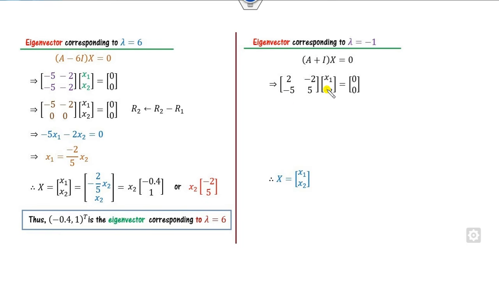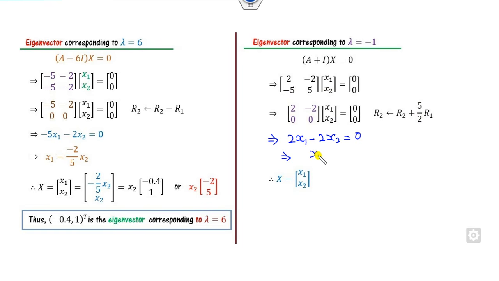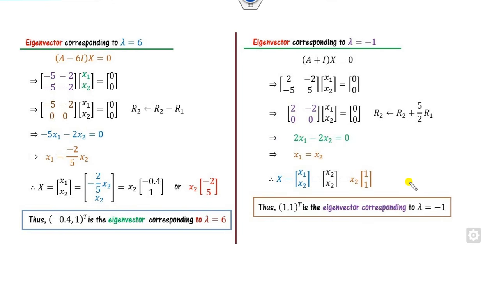Again, you can operate on them. You can write like R2 plus 5 by 2 R1 here. I can simplify them. Now it is row reduced, so you can see this is x1 equal to x2. So I can substitute here: x1 is x2 means this is x2, this is x2. So what is the eigenvector corresponding to it? (1, 1) is the eigenvector.